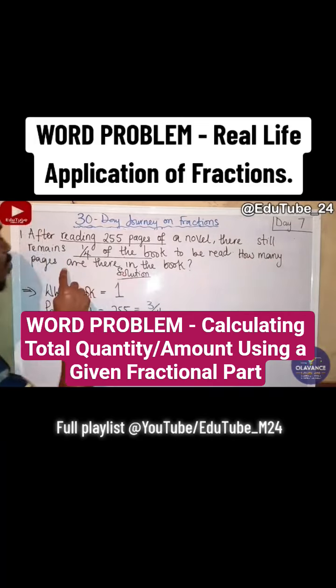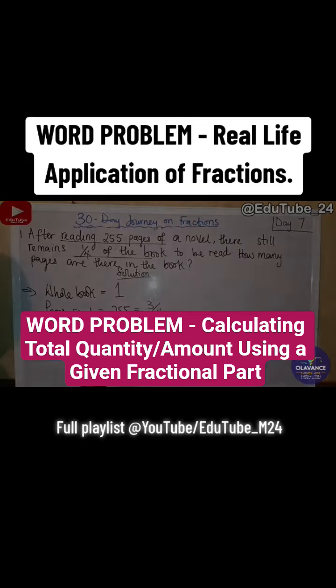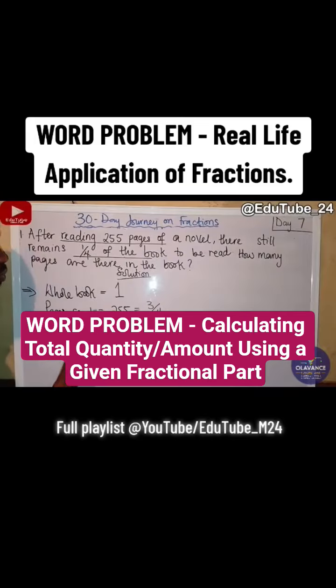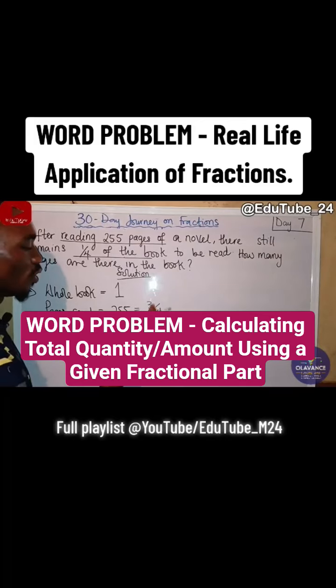It says, how many pages are there in the book? Now, for us to know how many pages are there in the book, first of all, we have to know the pages read and the fraction of pages read. So we now know that the pages read is 255. Then 3/4 is equivalent to the fraction of the pages that is read.